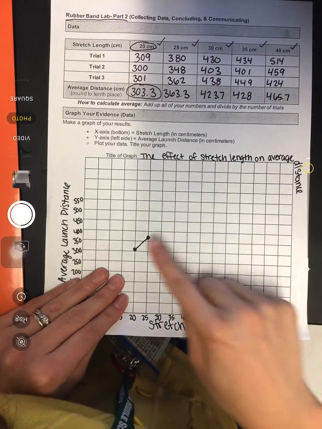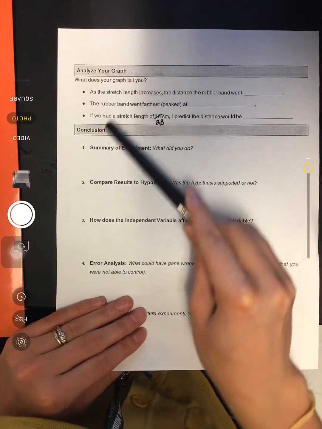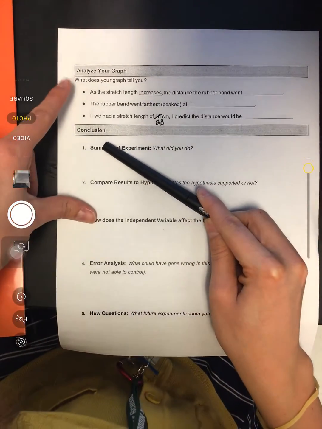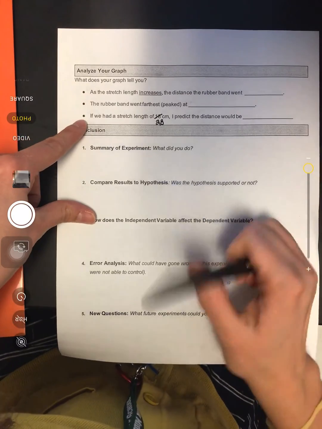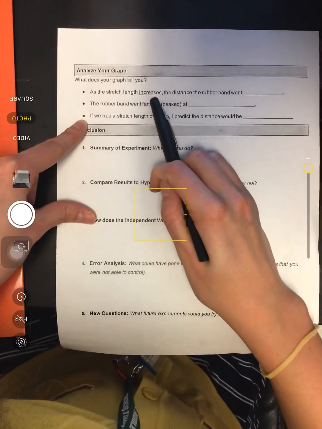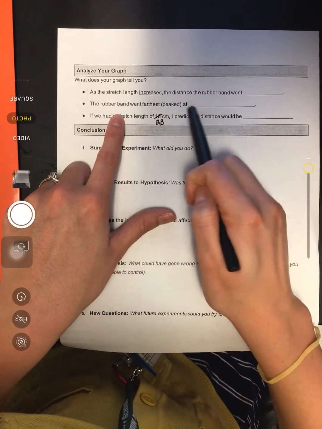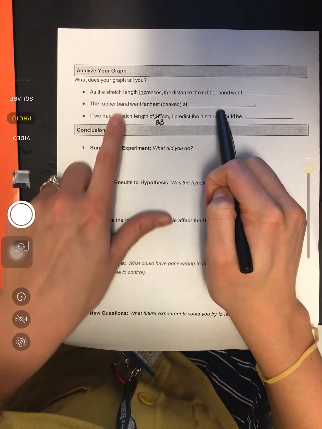All right, once you finish your graph with all 5 points, we can take a look at the back where you're going to analyze your graph and draw a conclusion. You're going to use your graph to answer these 3 questions. Here you're making a statement. What happens to the distance when the stretch length increases? Then, what's the furthest point that the rubber band traveled, the furthest distance?